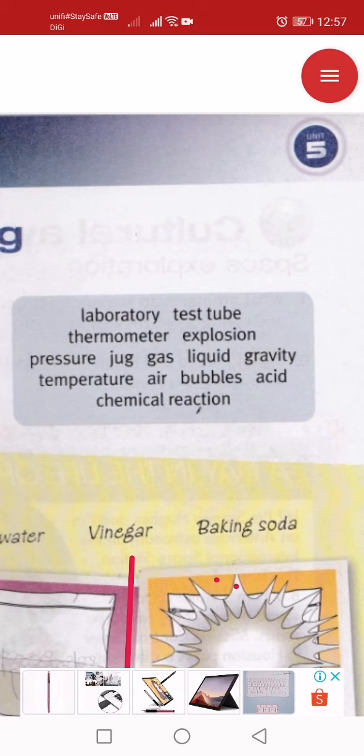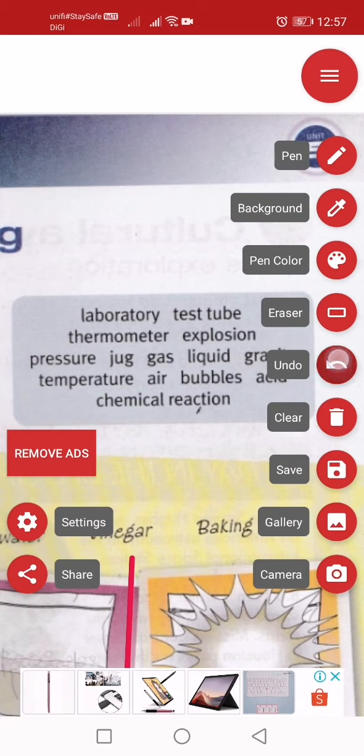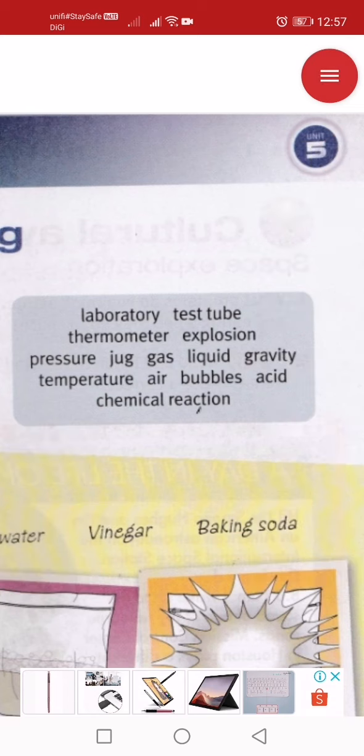Vocabulary. Science in the classroom. Hold on, yeah, class. Exercise 1. Laboratory.